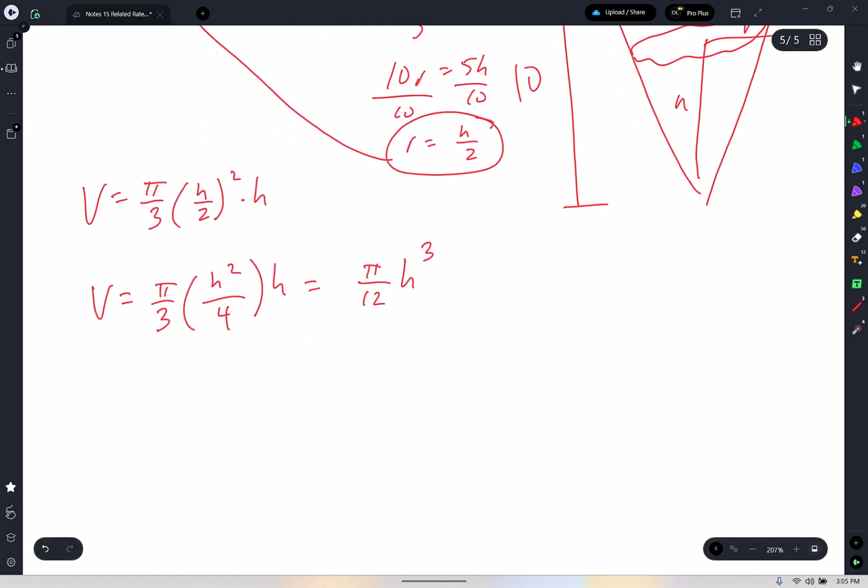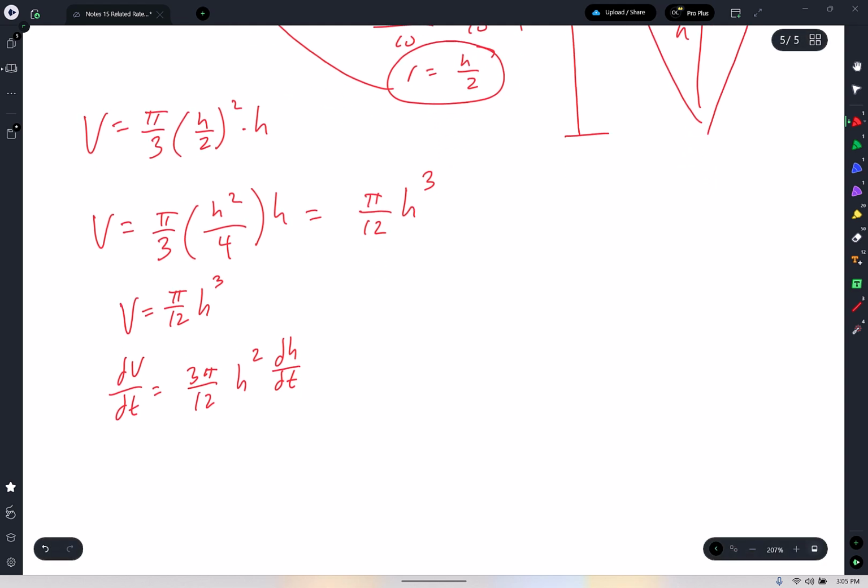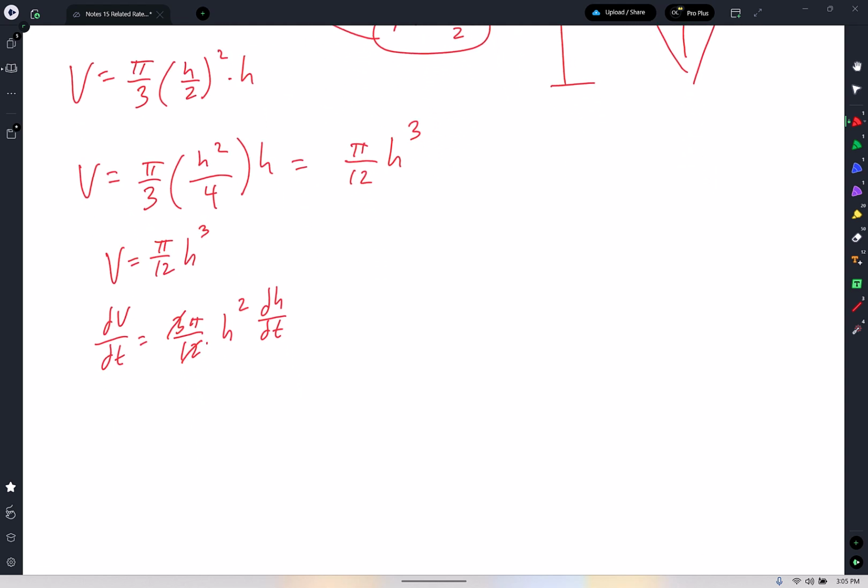Now look, guys, that's it. We're done. Let's see if we get the correct answer. Let me rewrite it: pi over 12 H cubed. I don't see any errors. Let's take a derivative. dV/dt equals 3 pi over 12, yes, I'll reduce it right now, H squared dH/dt. Look how much simpler it gets. 3 goes into 12 4 times, so dV/dt equals pi over 4 H squared dH/dt.